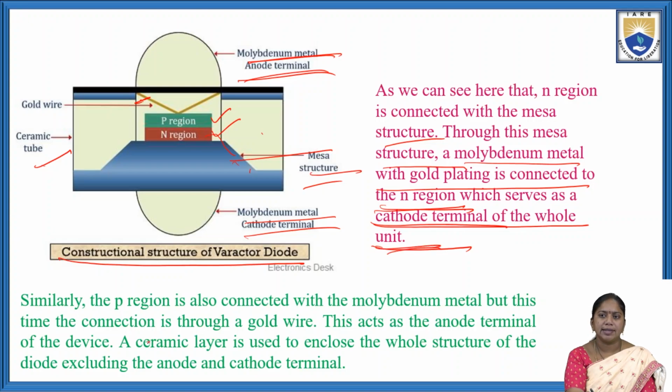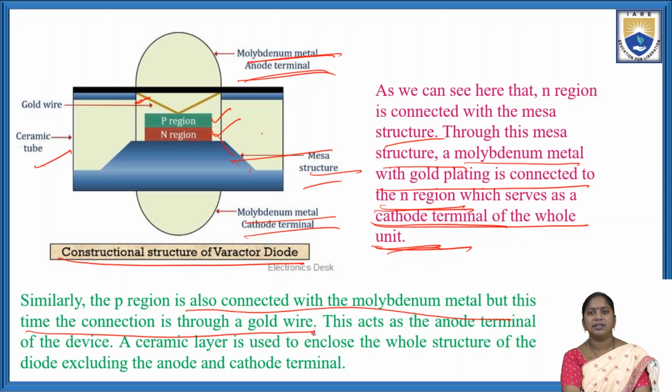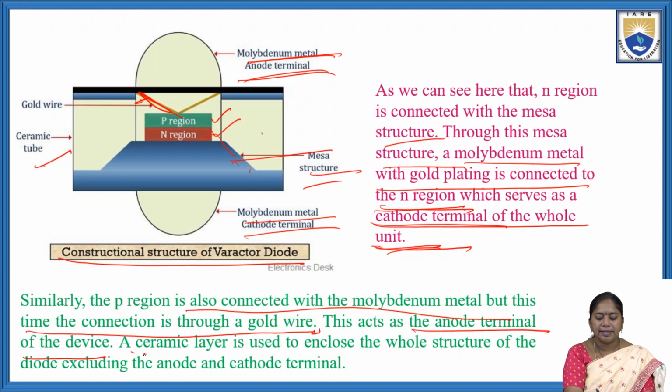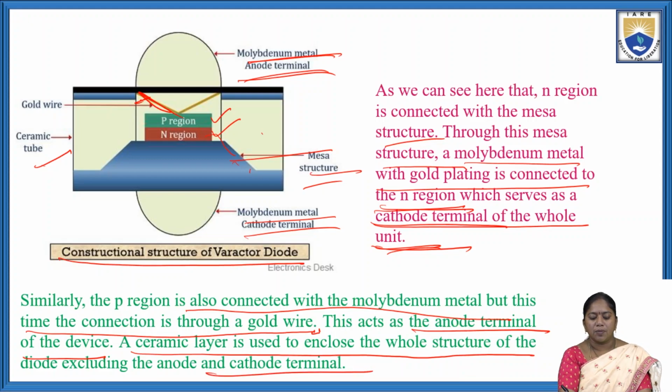Similarly, the P region is connected with the molybdenum metal, but this time the connection is through a gold wire. So, the P region is connected directly with the gold wire. This acts as the anode terminal of the device. A ceramic layer is used to enclose the whole structure of the diode, excluding the anode and the cathode terminal.